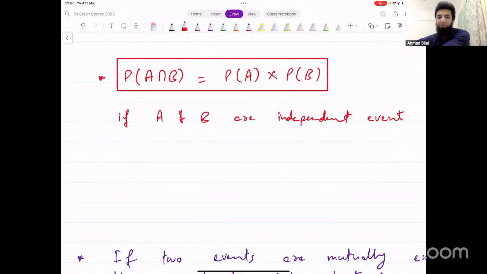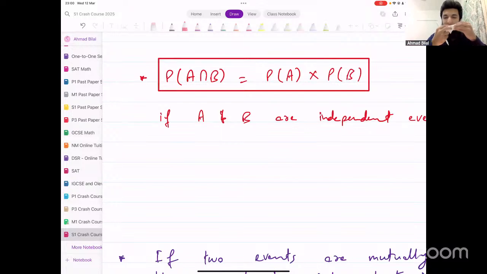We looked at one example of this as well in the last session. Now let's have a look at some past paper questions.